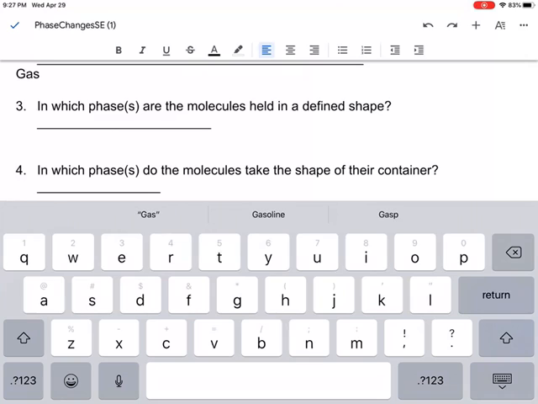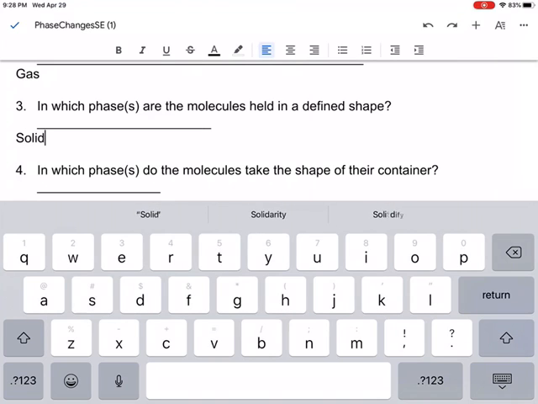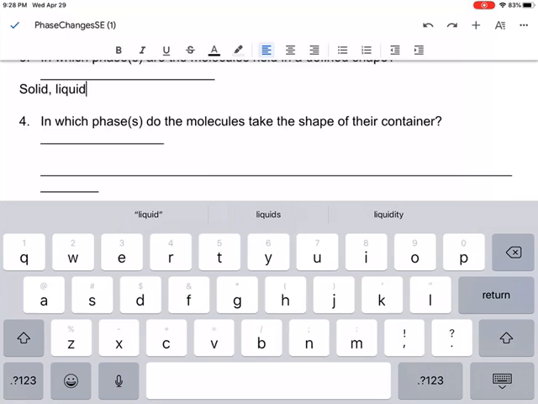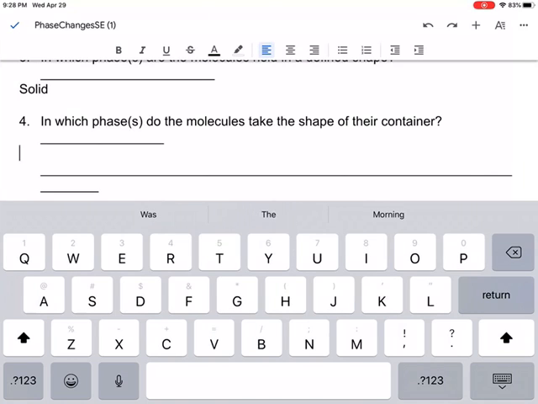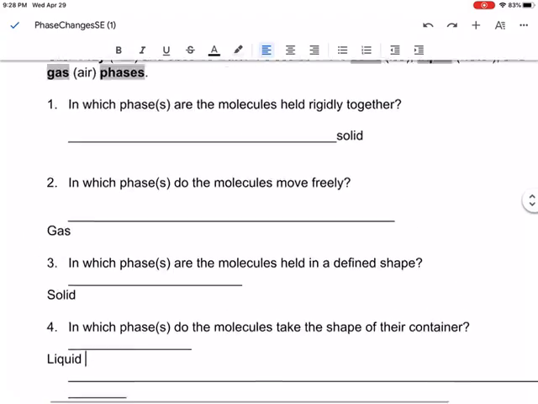And then in which phase are the molecules held in a defined shape? Well, they were defined to an ice cube when they were solid, and they were defined to a glass shape as a liquid. In which phase do the molecules take the shape of their container? Ooh, so I did that wrong. So just the solid. And then this would be the liquid. Thank you.